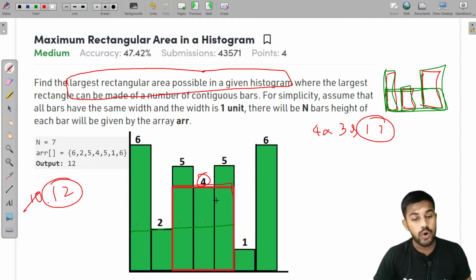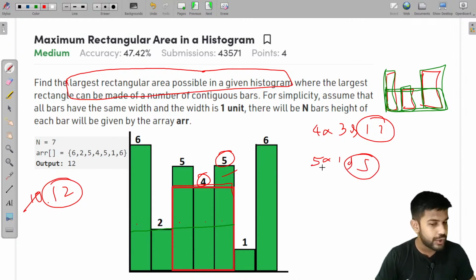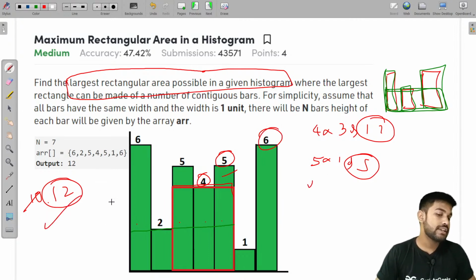Now moving forward, then 5, how far can we go with the height 5? We can't go anywhere further than only this. So 5 into 1 is 5 only, so this won't contribute to the answer. 1 into 1 is 1, so that would also not contribute. 6 into 1 is also not applicable, 6. So 12 is our answer.